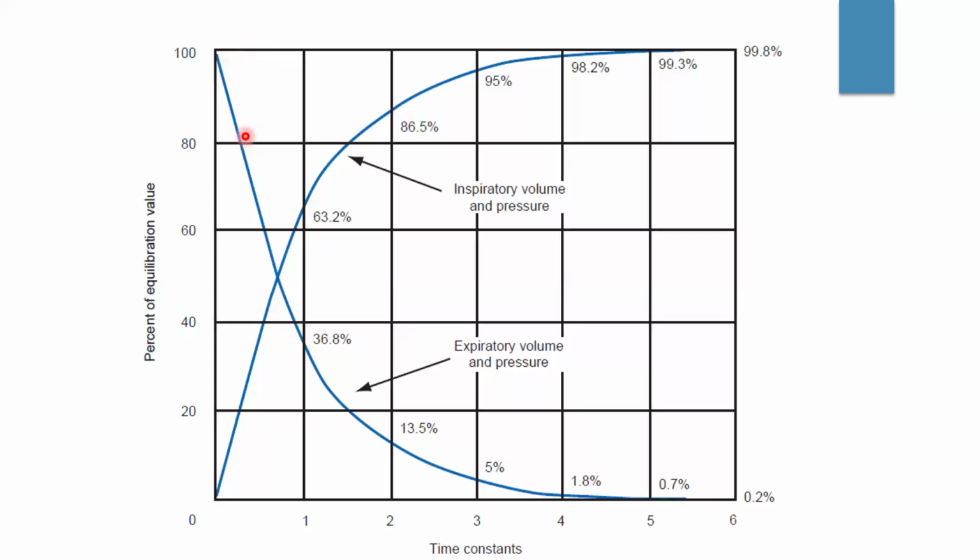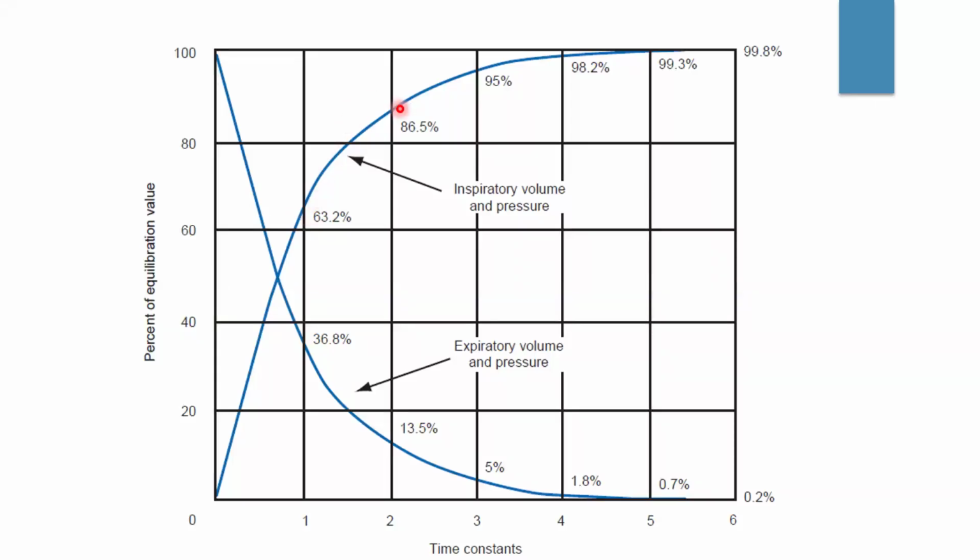We can see this diagram. The x-axis shows the various time constants: 0, 1 time constant, 2, 3, 4, 5 time constants. And the y-axis shows the volume, 20%, 40%, up to 100% of the equilibrium. 100% means the alveoli is fully filled. This line represents the inspiration. By one time constant, 63% of the total volume is already filled.